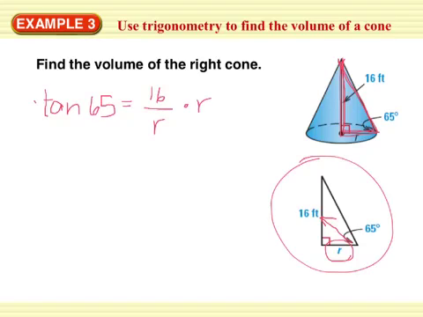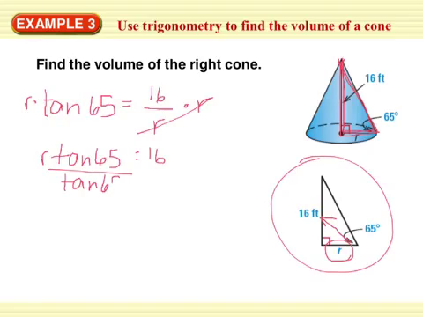Okay, multiply both sides by r. r tan 65 equals 16. Divide both sides by tan 65. 16 divided by tan 65. I get r is 7.5 approximately. So now we can use the equation.